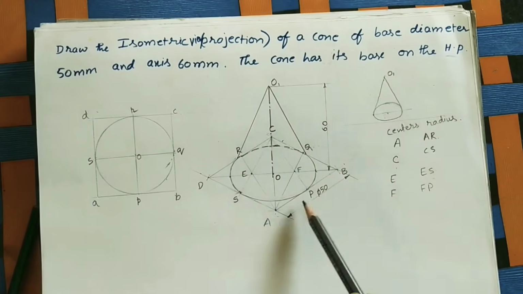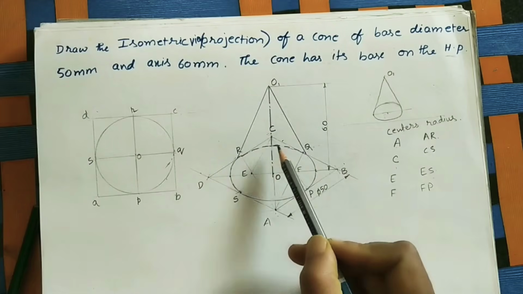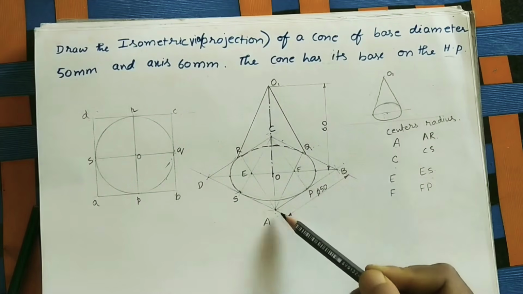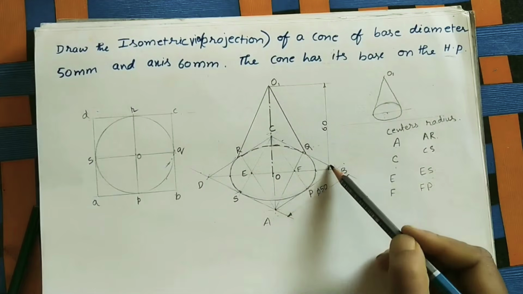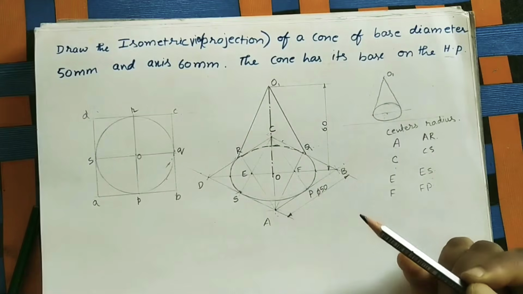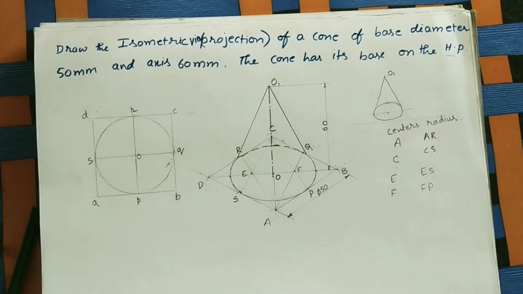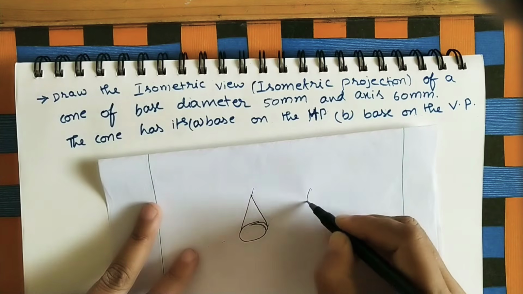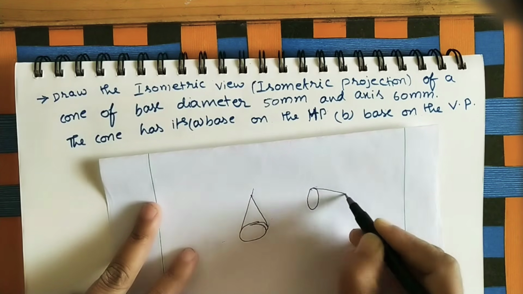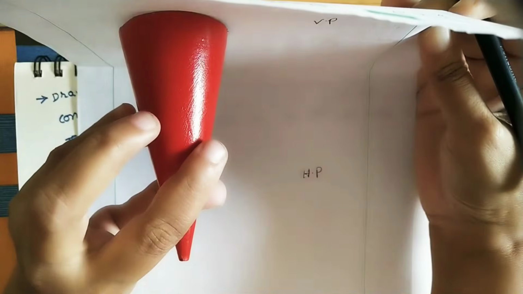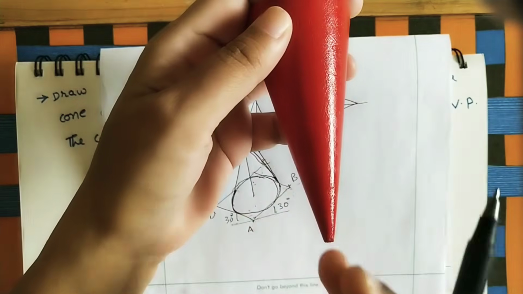Here the visible part should be in dark color and the invisible part should be a dashed line, and mark the given dimensions. Take any side of the rhombus, mark 50 diameter, and take the height as 60 mm. Always remember the dimension line is parallel to this line. This is the isometric view of the given cone. Next, the cone base is on the VP, which means the next diagram will come like this. The cone base is on the VP like this.